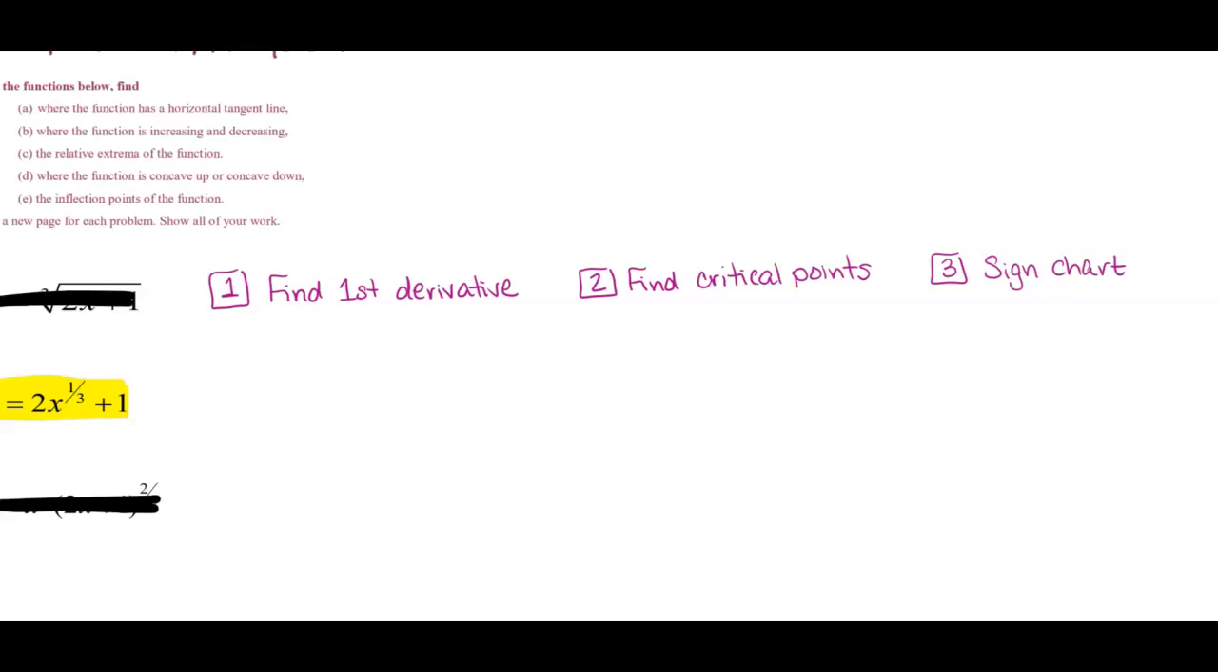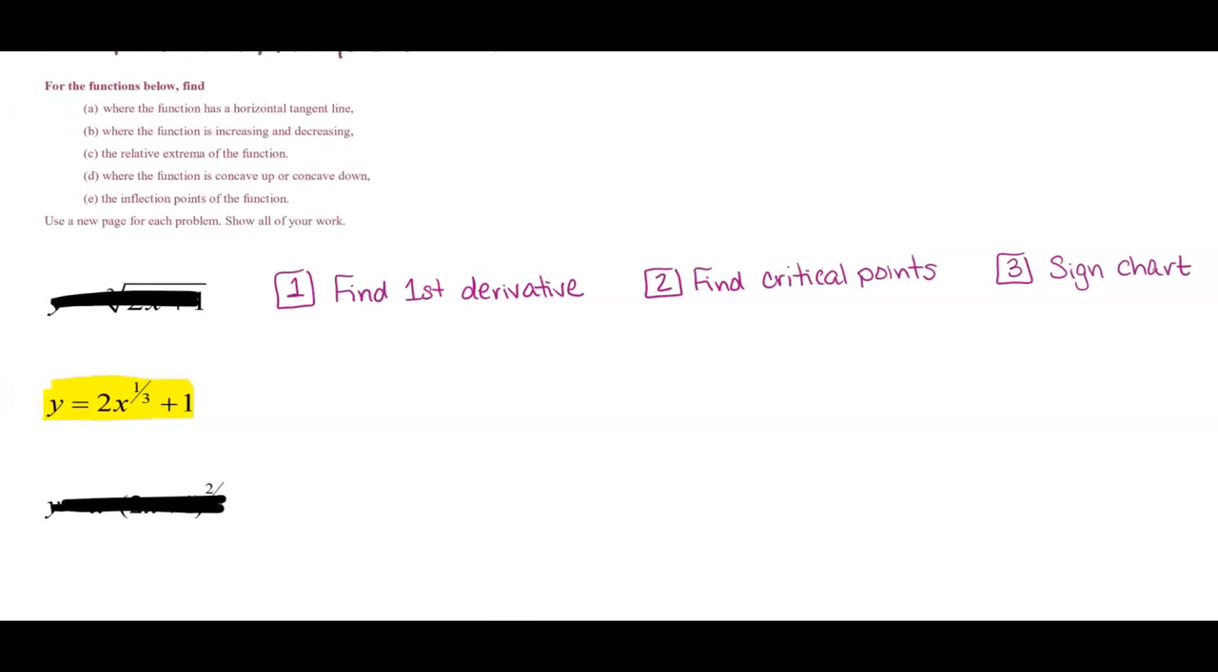We're going to do all the same things in this video as we did in the previous video and in the example in the notes from before Thanksgiving. So step 1 will be to find the first derivative. Step 2 will be to take that first derivative and find the critical points. And then in step 3, we'll make a sign chart. And then we'll do all the same stuff with the second derivative.